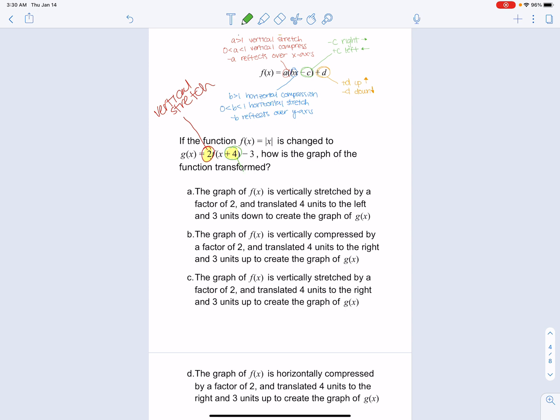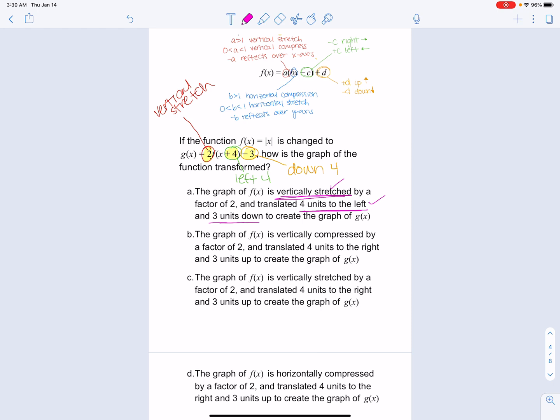Is it going to move left or right? Very good. Left 4. Then this negative 3, does that represent A, B, C, or D? Very good. It represents our D. And is it going to move up or down? Very good. Down 3. So if you read the answer choices, the graph of f of x is vertically stretched. That's correct. And translated 4 units to the left. That's correct. And 3 units down.